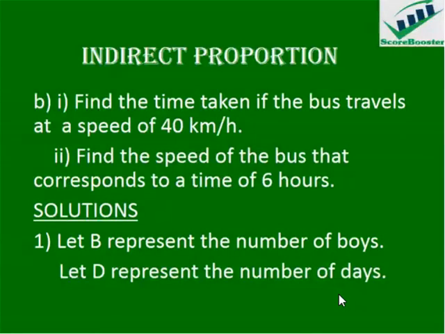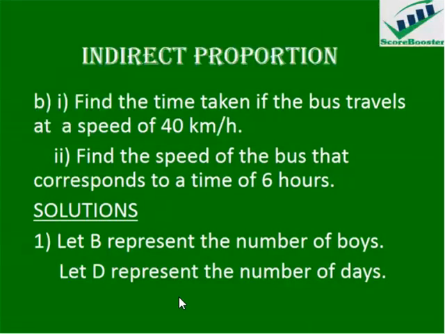The first question says 15 boys can cut the grass on a football field in 12 days. We can see that we have number of boys and number of days. So the first thing we do is that instead of writing a lengthier statement, number of boys, number of days, and repeating it every time, we can just represent it with a variable. Here we choose to represent the number of boys with capital B, and the number of days with capital D. So we know that the number of boys is indirectly proportional to the number of days, or the number of days is indirectly proportional to the number of boys.